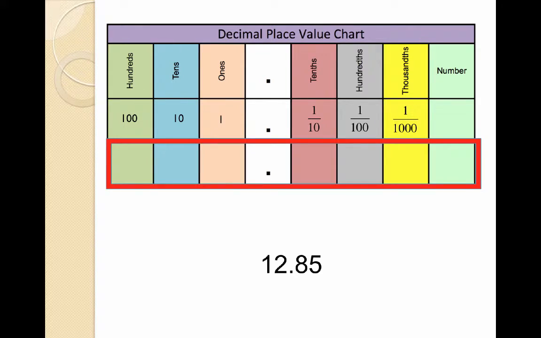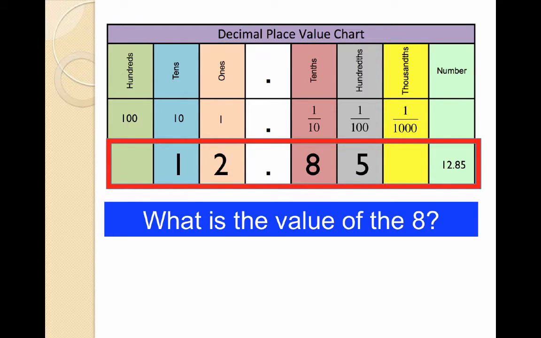So let's try and represent the number 12.85. Here we have 1 ten, 2 ones, 8 tenths, and 5 hundredths. Now, that number is 12.85, and I want to know some of the values of some of those digits in that number. For example, what's the value of the 8? Well, the value of the 8 is going to be 8 tenths, because it's an 8 in the tenths column.